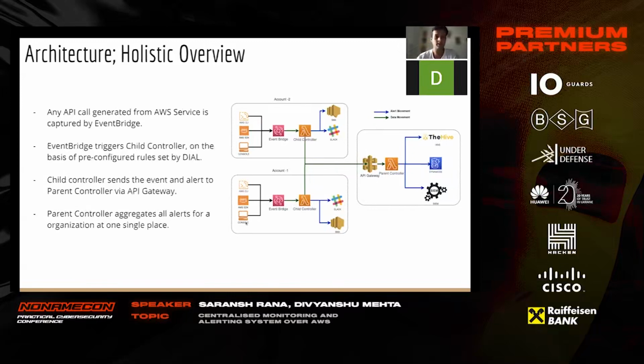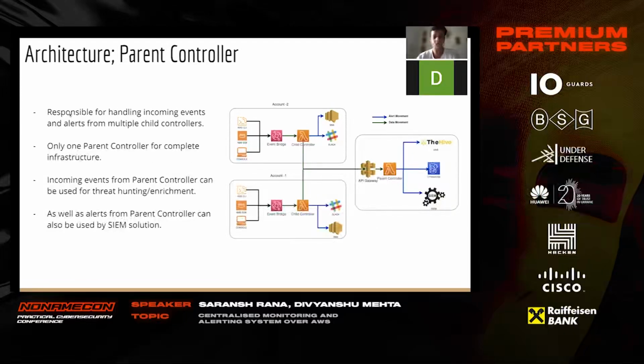So now once we reach the parent controller, what the parent controller actually does is that it acts as an aggregator, right? It basically connects all the child controllers at one single point, takes the events and alerts at one particular place, and then you can use these events or alerts in any sort of solution that you want to send them to. Be it your threat enrichment, be it your threat hunting, be it geo IP enrichment as well, where you can add your geo IP enrichment service on top of it and get the location of the incoming IP address and all those sorts of things, right?